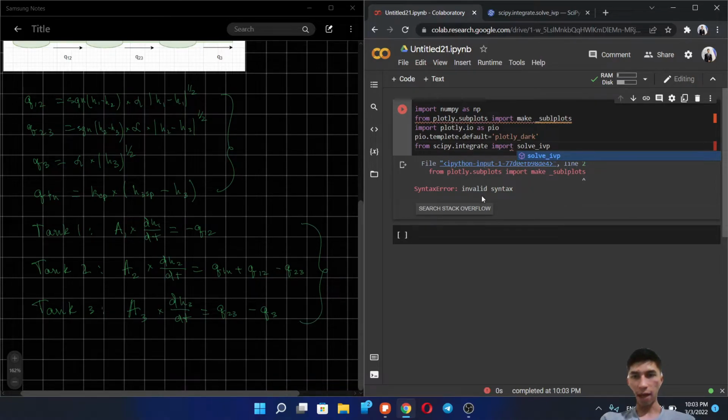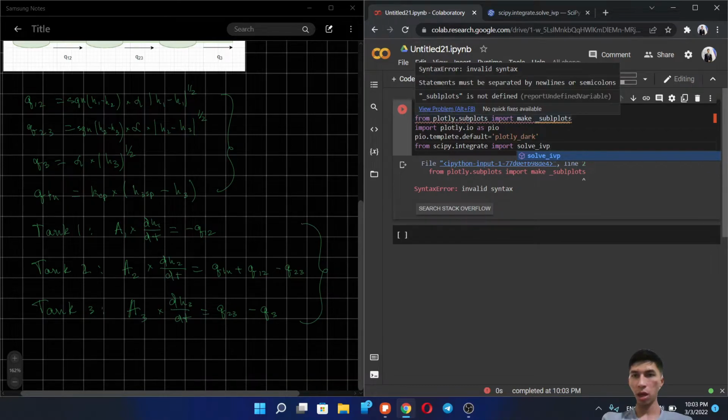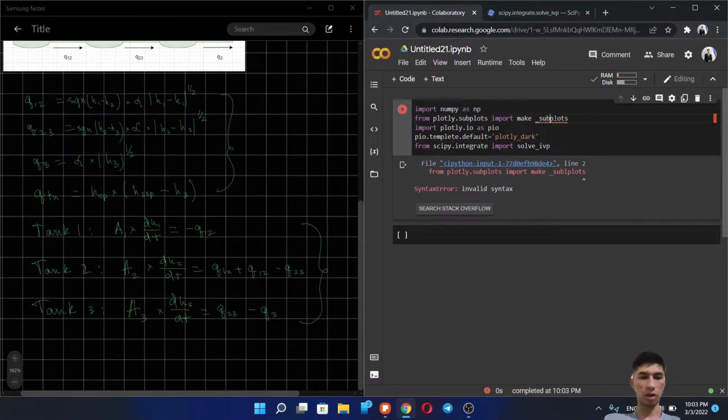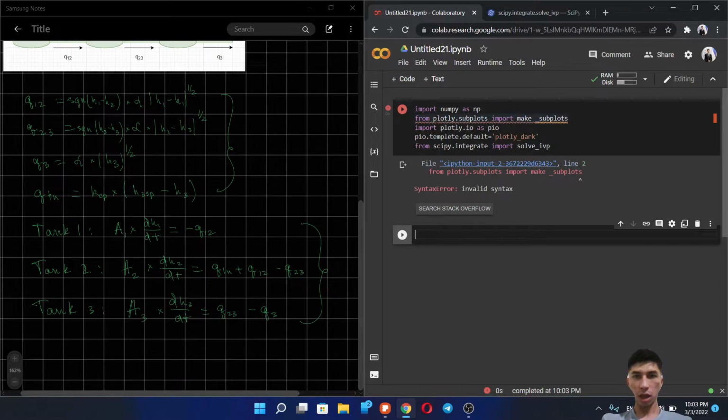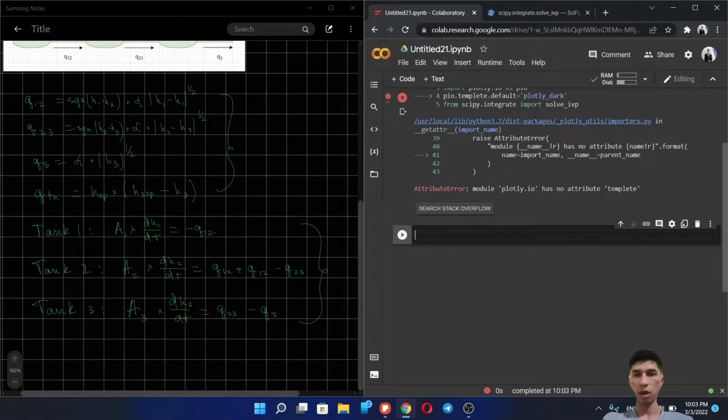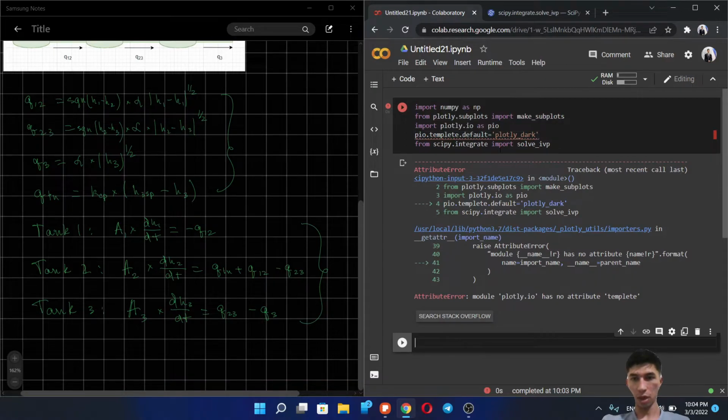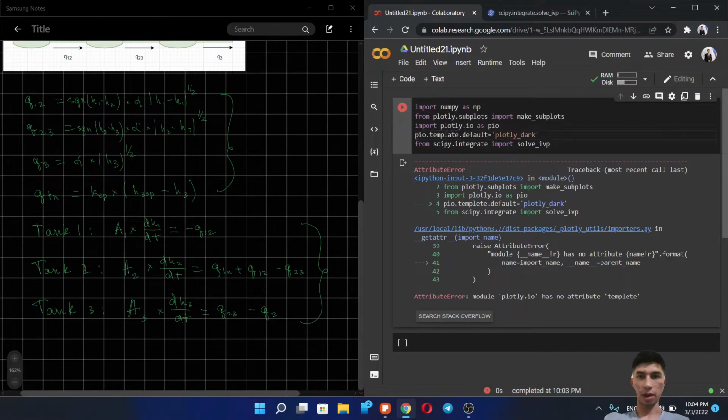And here it says invalid syntax. So from plotly.subplots import make_subplots, there is a mistyping here. Still from plotly.subplots import, I think there is an extra space, so that's causing an error still. So plotly.io is plotly_dark default. Oh, again, mistyping.